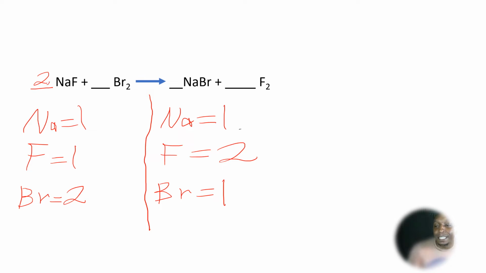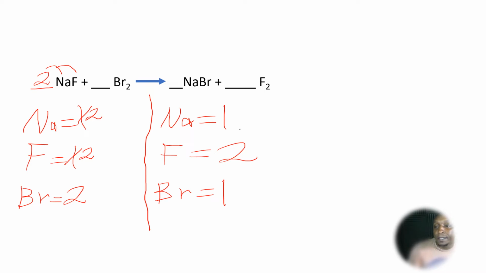Now, the reason why I did this is because if I have 2 fluorine on the right, then I would want to have 2 fluorine on the left. So I put a 2 right here. And remember, this 2 gets distributed to sodium and to fluorine. So now I have 2 sodium and now I have 2 fluorine on my reactant side on the left. And then I have my 2 bromine right here.